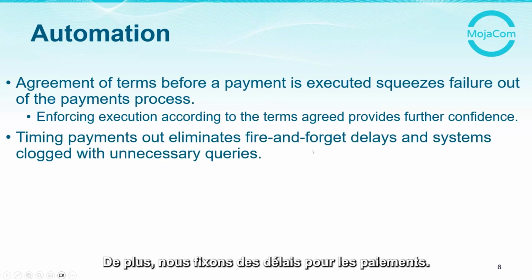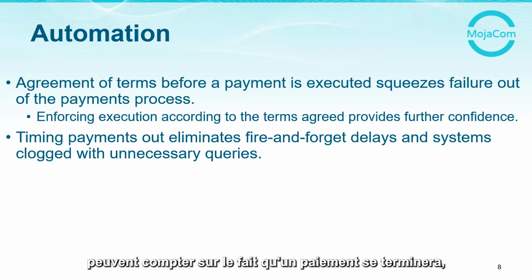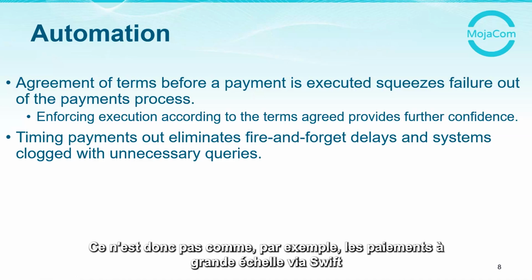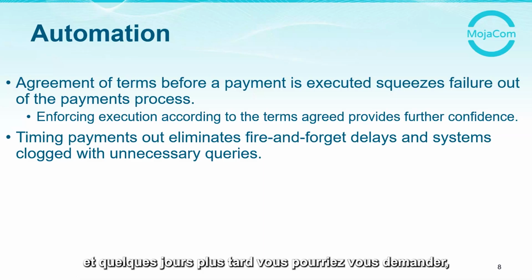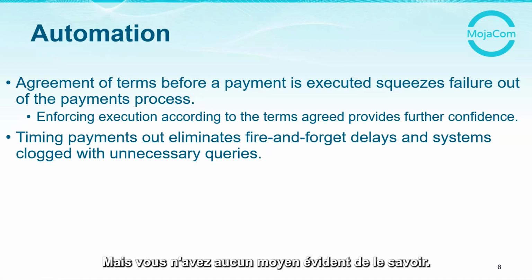Also, we time payments out. So that means that everybody who uses a MojaLoop system can rely on the fact that a payment will complete, will be finalized one way or the other within a given time frame. So it's not like, for instance, large-scale payments via SWIFT or something like that, where you send a payment and a couple of days later you might think to yourself, I wonder whatever happened to that payment. But you have no obvious way of finding out.